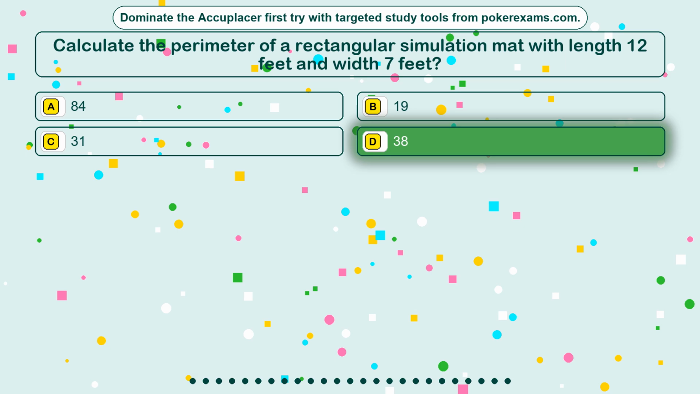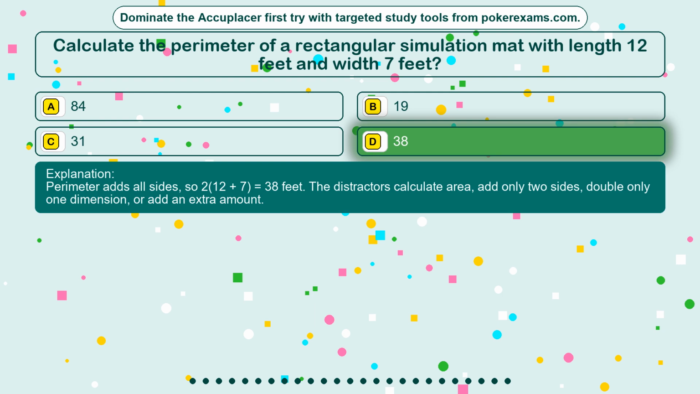The correct answer is option D, 38. Perimeter adds all sides, so 2 times (12 plus 7) equals 38 feet. The distractors calculate area, add only 2 sides, double only one dimension, or add an extra amount.